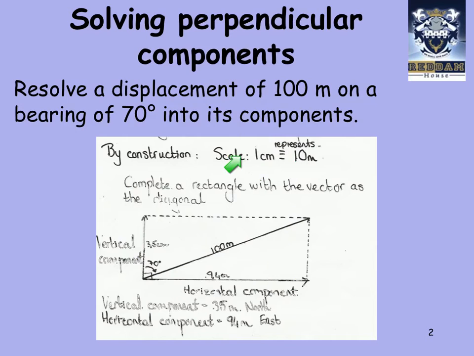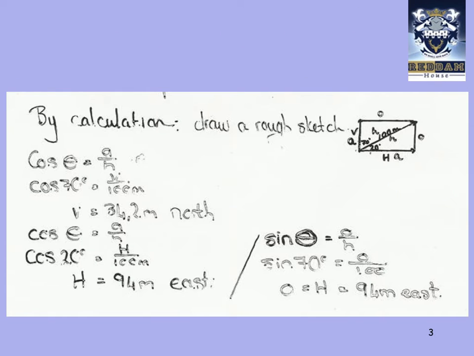By scale diagram, remember your answer might not be 100% accurate. The 3,5 centimeters would convert into 35 meters north, and the 9,4 centimeters would convert into 94 meters east. It would be much more accurate via a calculation. So if I'm doing a calculation, I first draw a rough sketch. By rough sketch, it does not mean you can ignore the ruler tool. You need to get a ruler, you draw the diagram, it just doesn't have to be accurately measured.